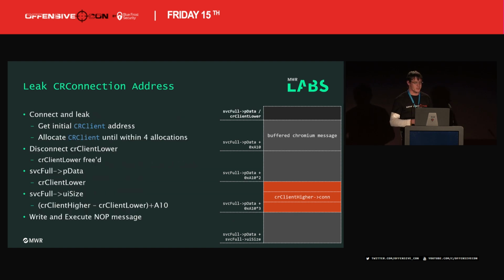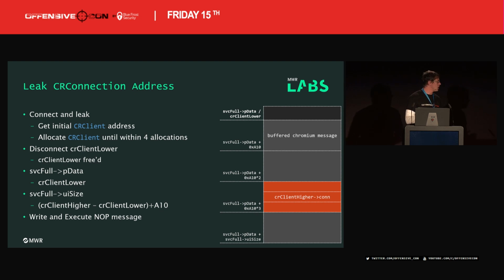Now, there's a little problem with this in that it's not as elegant, because we don't know what that memory is used for. We can't just write to it. So my idea is to get an initial CR client object's address, make a bunch of CR client allocations, and then get those addresses and work until I have an address that's within 4 allocations, disconnect that client, and then point our Chromium message buffer to that client. We know that that memory is free now, and we're just going to point it there.